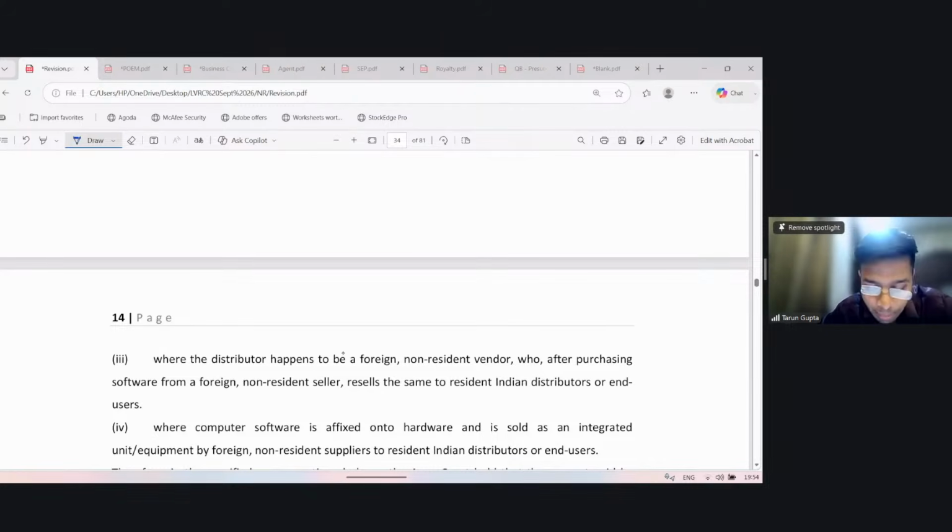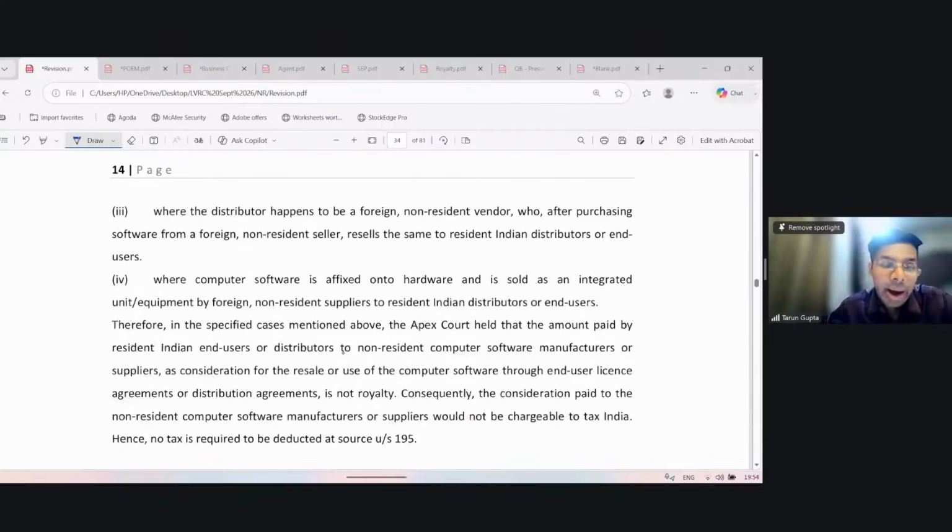Third, when the distributor happens to be a foreign non-resident vendor who, after purchasing software from a foreign supplier, resells the same to a resident Indian distributor or end user. And lastly, where computer software is affixed into the hardware and is sold as an integrated unit or equipment by a foreign non-resident supplier to a resident Indian distributor or end user.